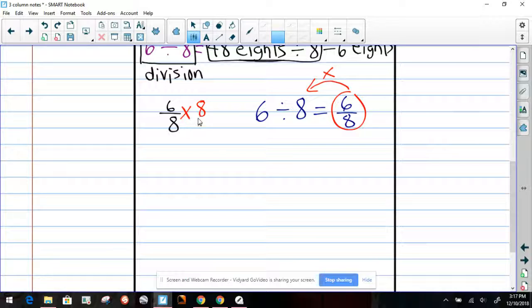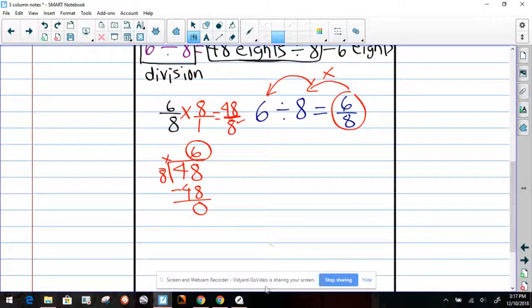And remember, when you have a whole number, the whole numbers always have a 1 on the bottom. So 8 times 6 equals 48. 8 times 1 equals 8. Oh, look at this. When you have 48 divided by the number 8, the answer is 6. 6 times 8 equals 48, and we have a remainder of 0. So we can conclude that our division is correct, or fraction. So this makes the sentence true.